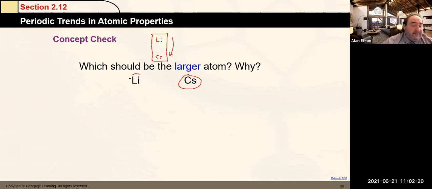Lithium really has only 3 electrons total. Cesium has 55 electrons. The presence of those 55 electrons is going to make a much larger electron cloud than the 3 electrons that are hanging out here. There's just so much more going on in terms of electrons. So we would expect a larger size overall for our cesium versus our lithium.